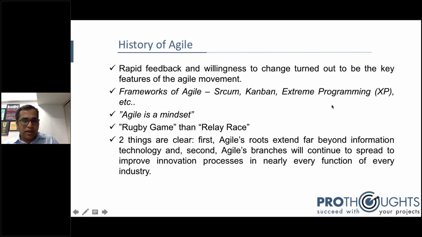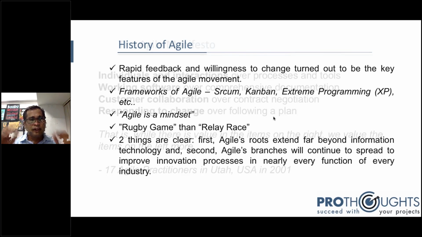Two things are clear. One, that Agile, although more focused on technology, can be used in different kinds of projects. And second, Agile branches will continue to spread to improve innovation processes in every function. A lot of this Agile is spreading to other industries. We get a lot of participants from different industries nowadays in project management. It's not only confined to IT or construction, which I think is a very good sign.